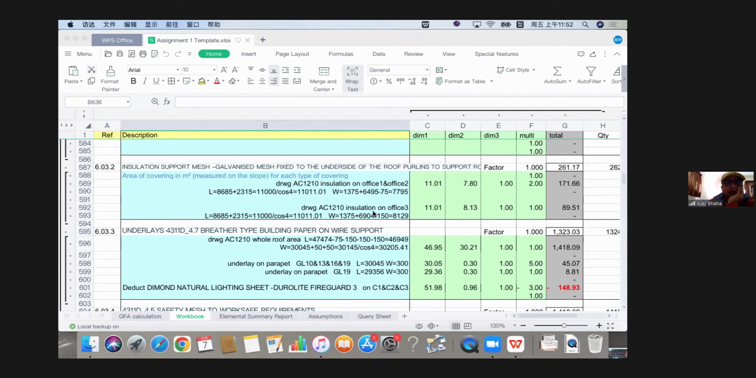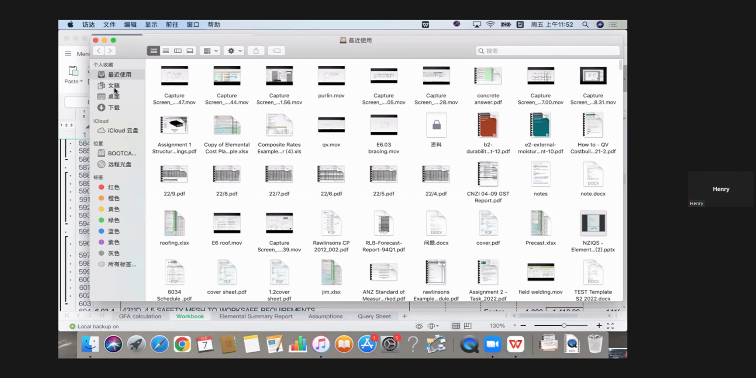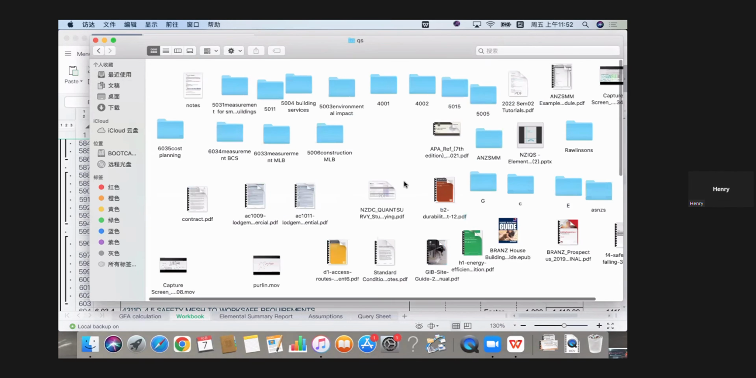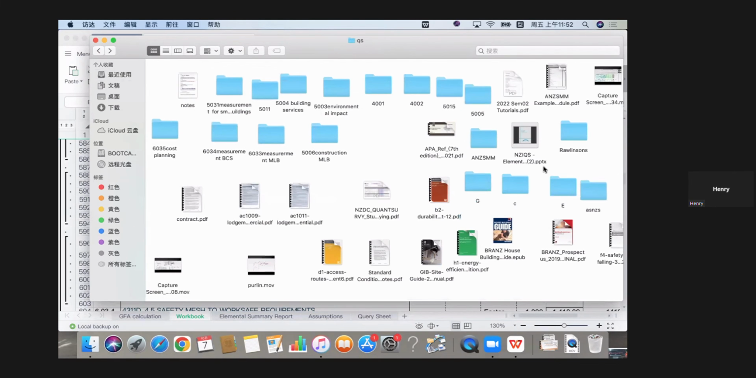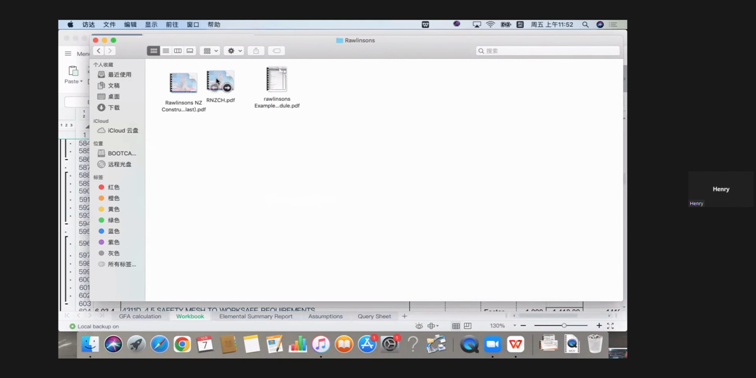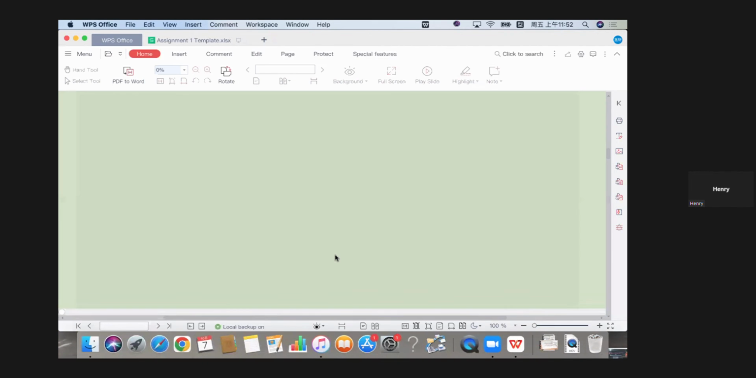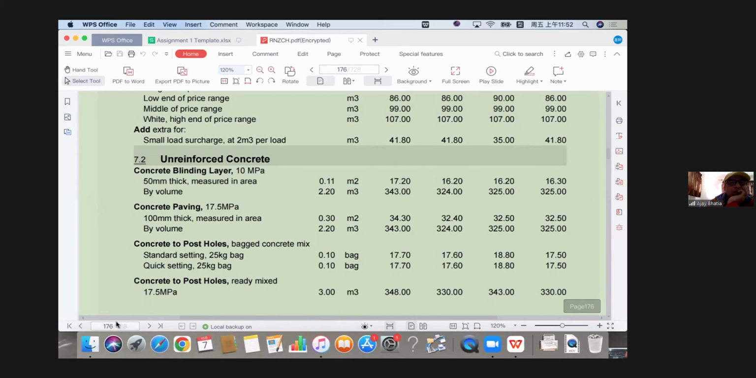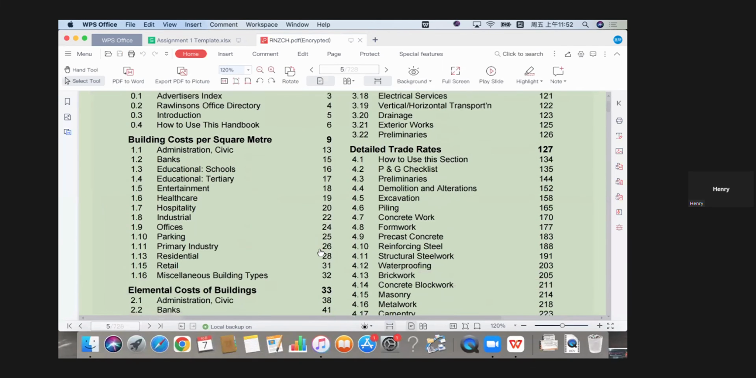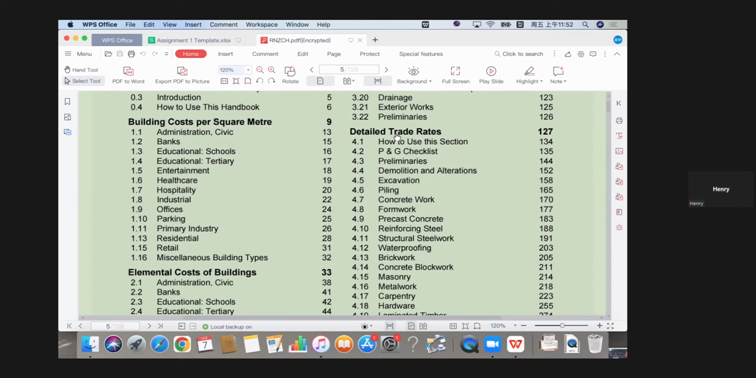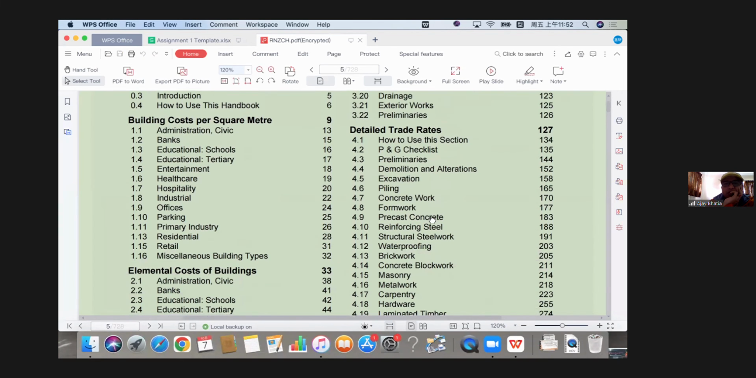Okay. Can I share my Rawlinson? Yeah. Can you see the Rawlinson? Yes. Now go and search. Do Control F. We need to check the detailed trade. Yep, so detail rates. You know, you go down.